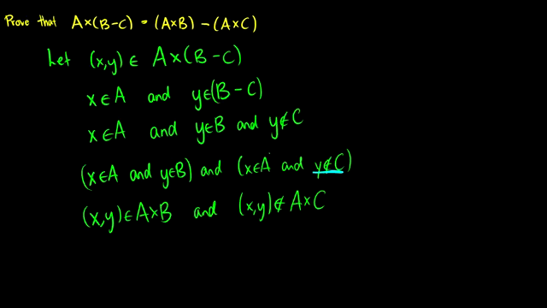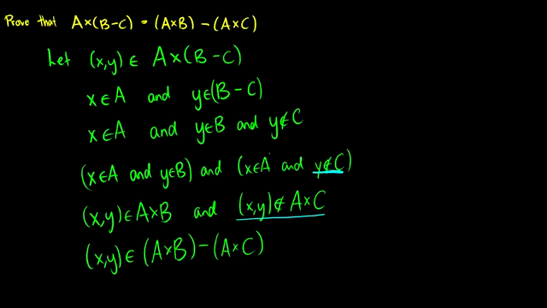Okay, and then because of this, we just put these together again. So we say that (x, y) is in (A cross B) minus (A cross C). And of course, this is because if we have (x, y) not in A cross C, then this is functioning as a minus. So this is our end result. If you go the other way, it's pretty much the exact same steps. So this is a proof of how you do a Cartesian product relation like this.